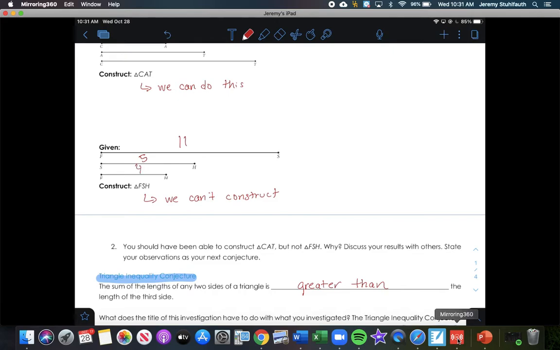And so if you take 5 and 4 and add that, 5 plus 4 is equal to 9. 9 is not greater than 11. So because 9 is not greater than 11, we can't construct that triangle.